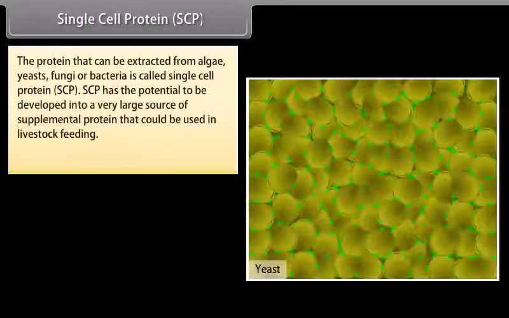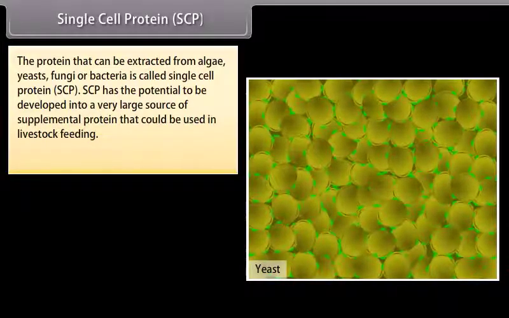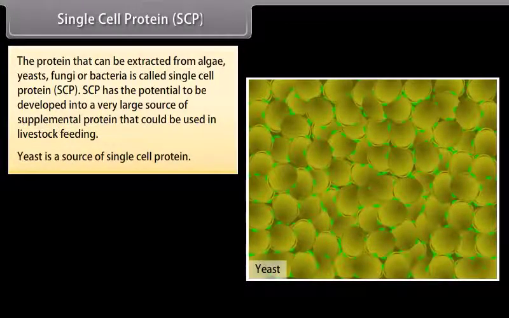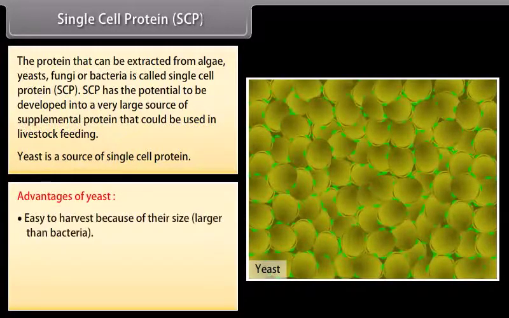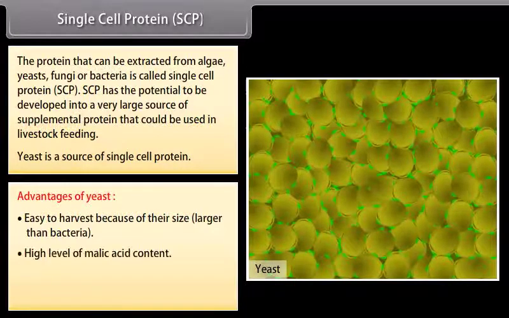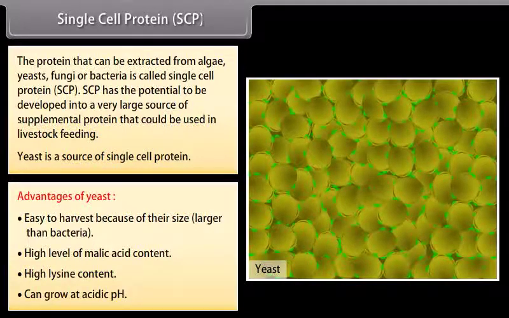Single cell protein (SCP). The protein that can be extracted from algae, yeasts, fungi or bacteria is called single cell protein (SCP). SCP has the potential to be developed into a very large source of supplemental protein that could be used in livestock feeding. Yeast is a source of single-cell protein. Advantages of yeast: easy to harvest because of their size, that is, larger than bacteria. High level of malic acid content. High lysine content. Can grow at acidic pH.